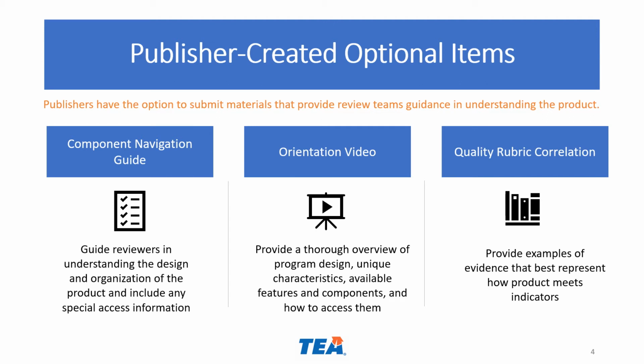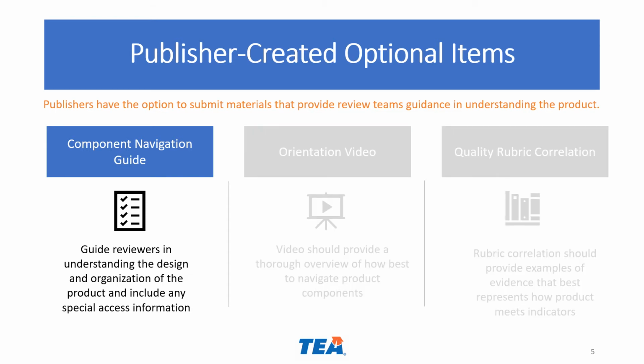There are 3 items that you may provide to reviewers to aid them in understanding and reviewing your materials. The Component Navigation Guide will help reviewers understand the design and organization of your product. The orientation video highlights the program design and unique characteristics and demonstrates how to access the available features and components. Finally, the Quality Rubric is your opportunity to provide evidence that shows how your product meets each of the quality indicators. If you choose to submit any of these items, TEA will review and approve your submission before releasing it to reviewers.